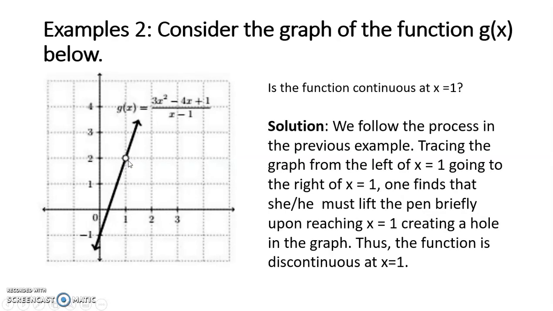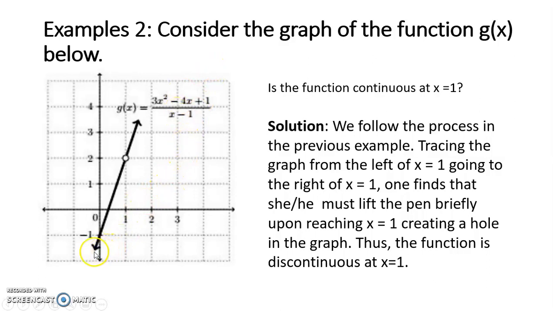pagdating dito sa x is 1, nakikita natin merong hole or butas dyan. Ibig sabihin, at this point, hindi define yung function. So, kailangan natin iangat yung pen, bago tayo makatuloy sa right side. Pag ganito yung case, sinasabi natin na yung graph of the function is discontinuous at the given point.